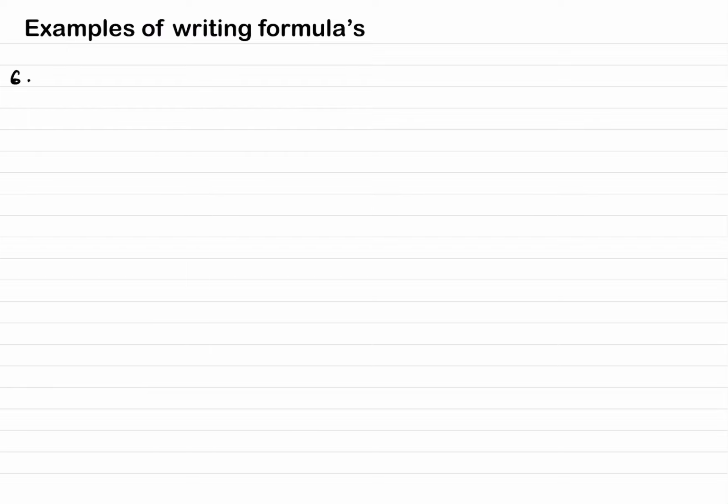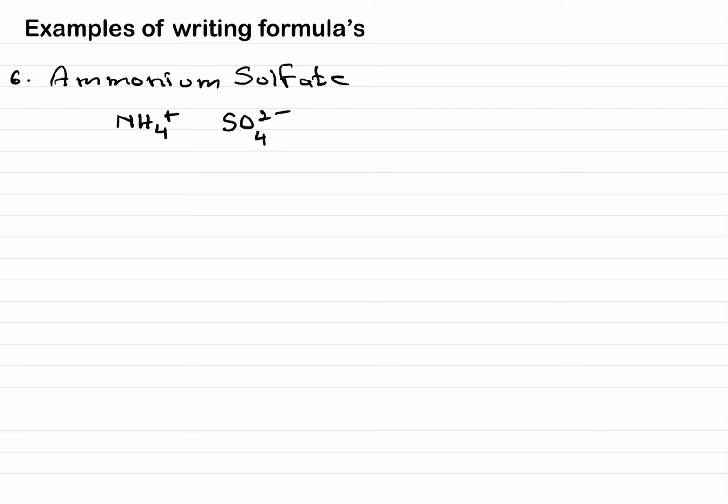Example number 6, that is ammonium sulfate. Ammonium sulfate. So ammonium is NH4, charge of plus, and sulfate is SO4, 2 minus. Now they exchange the charges. We show it with the help of arrows, and ammonium is NH4. Now remember, the charge of sulfate will come to ammonium, so NH4.